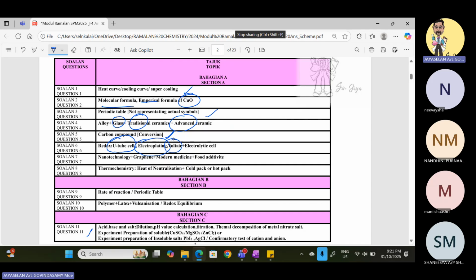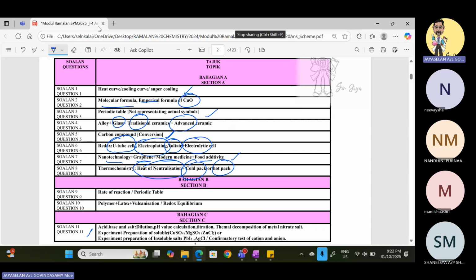Okay, voltaic plus electrolytic. That means they will give you cell 1, cell 2, they put the voltaic and electrolytic. The one with a question in the module, check. Okay, nanotechnology, graphene, modern medicine, food additive is very important. Cold pack or hot pack. So this one is under set 1.